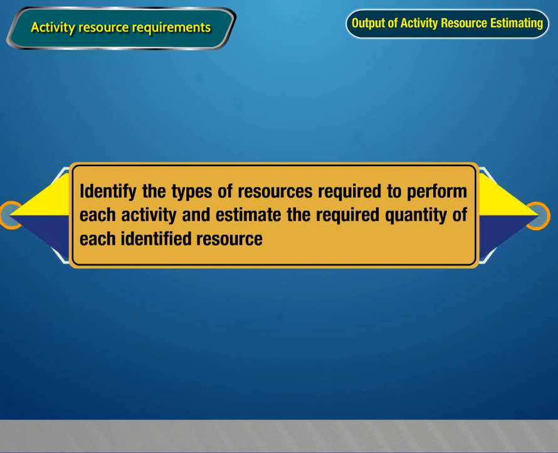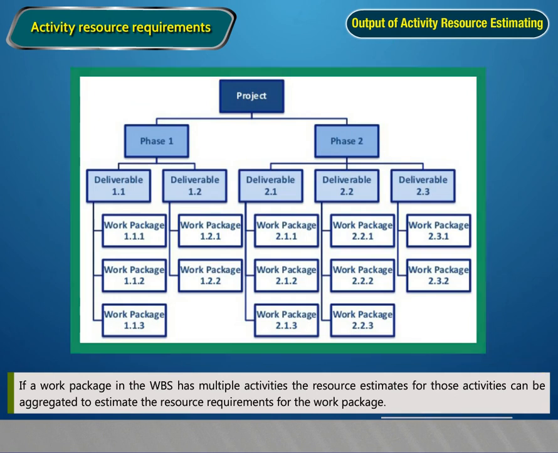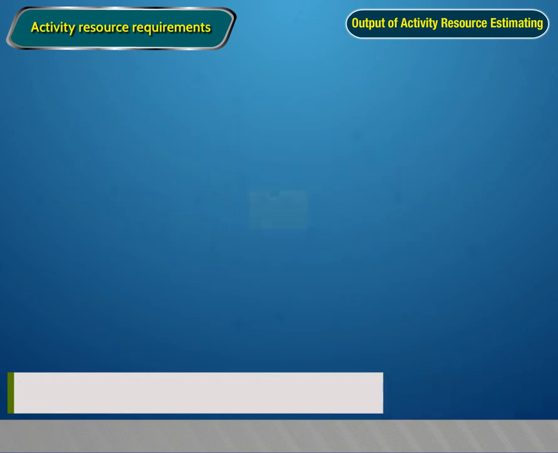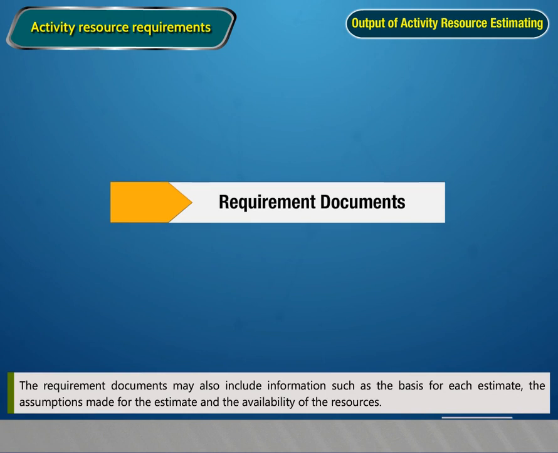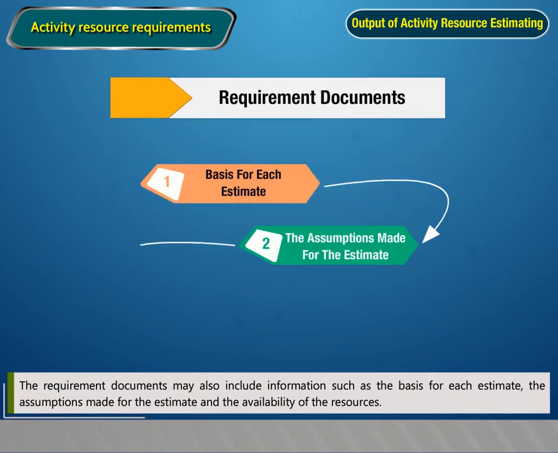Identify the types of resources required to perform each activity and estimate the required quantity of each identified resource. If a work package in the WBS has multiple activities, the resource estimates for those activities can be aggregated to estimate the resource requirements for the work package. The requirement documents may also include information such as the basis for each estimate, the assumptions made for the estimate, and the availability of the resources.